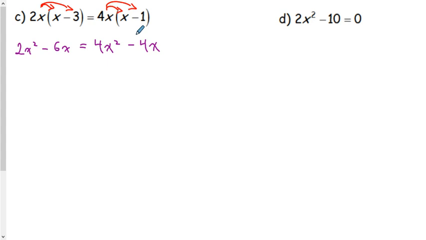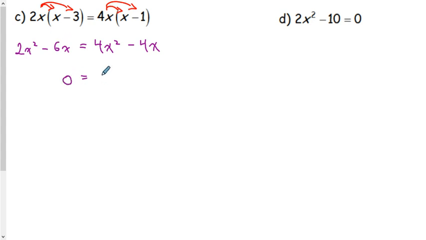Okay, let's move everything over to one side. Let's move it over to the right side, just because then we'll have a positive term in front of our x squared. In the end, you could do it the other way, it won't actually make a difference, but I just think it comes out a little neater. So let's subtract 2x squared from both sides, and let's add 6x to both sides.